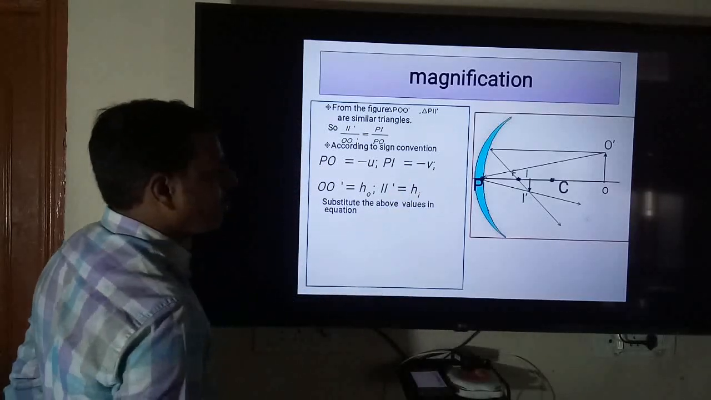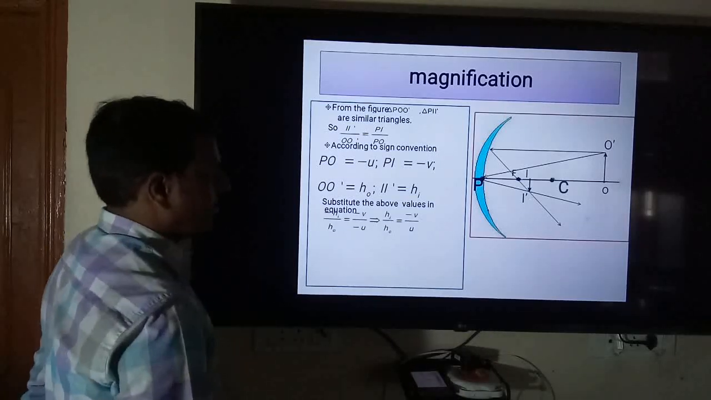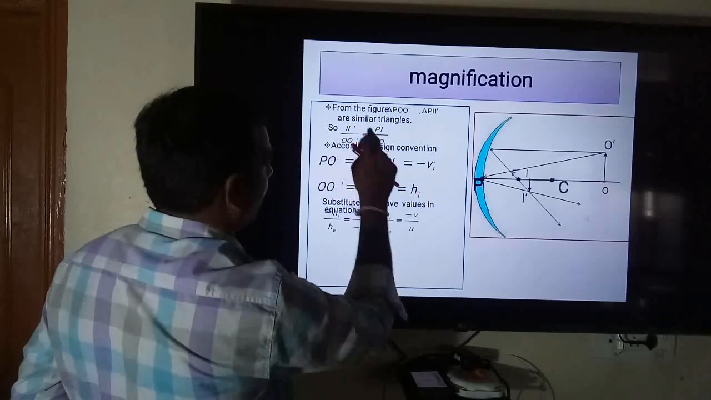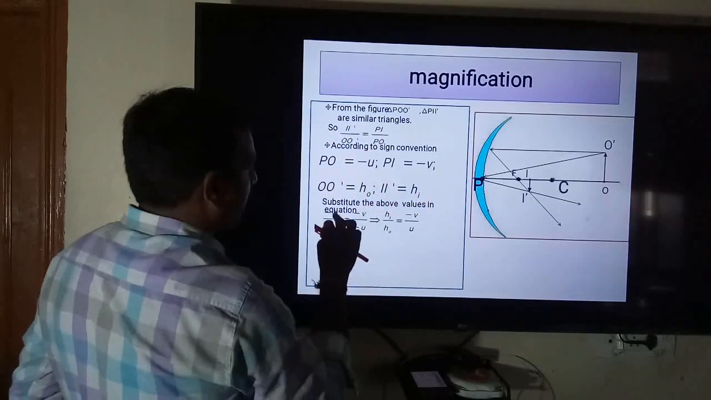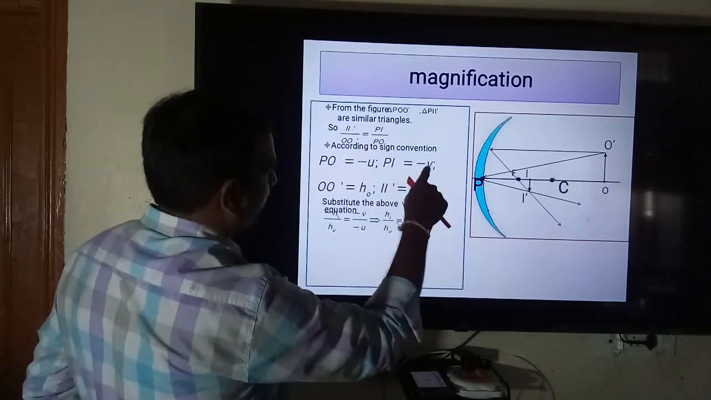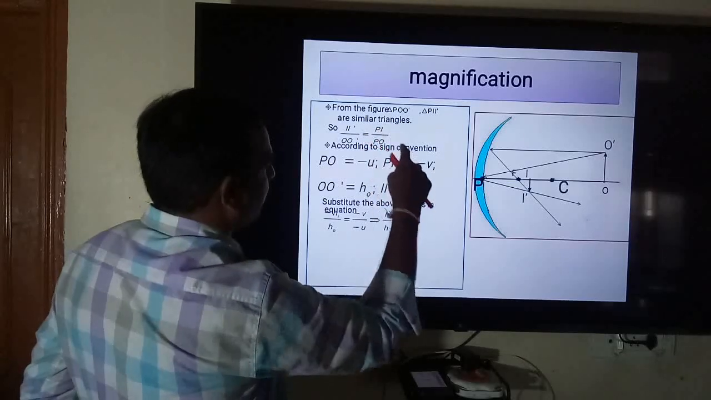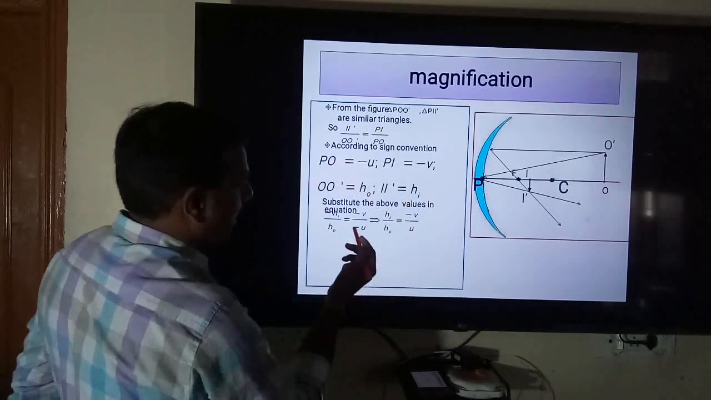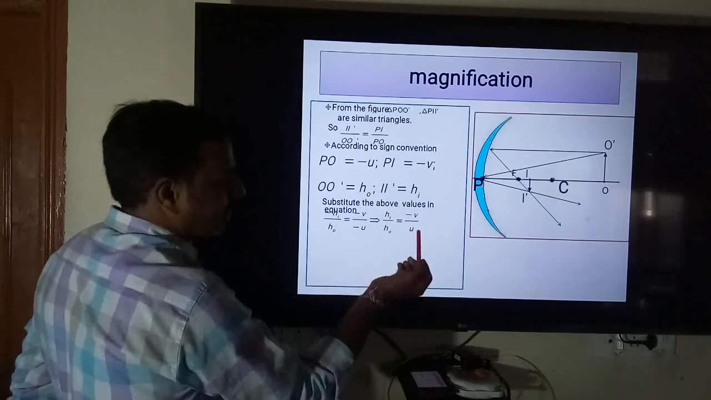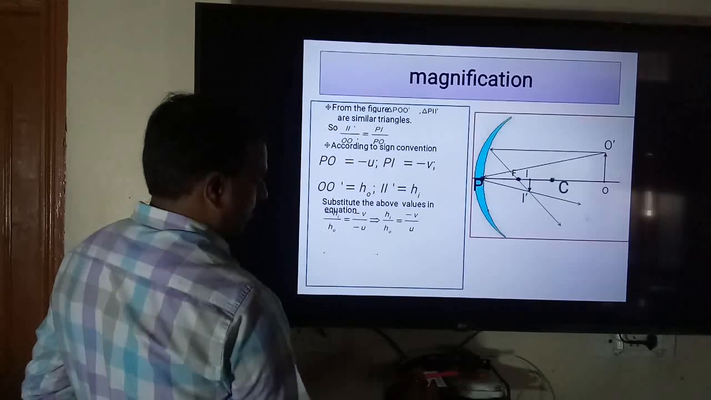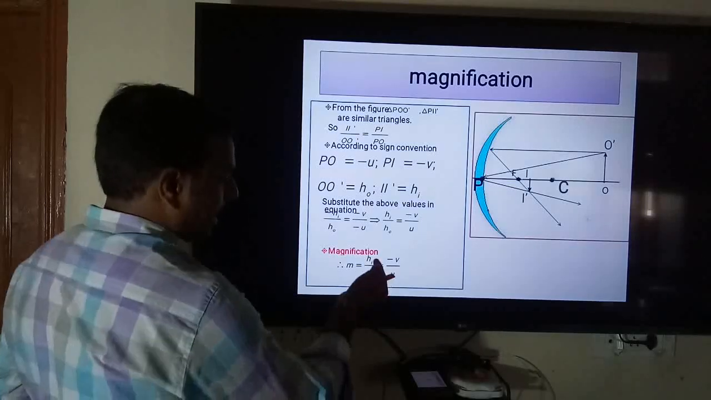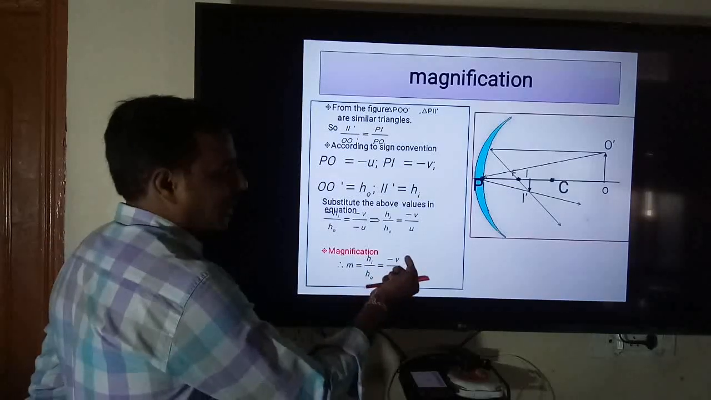Now substitute the above values in the equation. If we substitute the values, instead of I dash we get minus hi, so minus hi by ho equals minus v by minus u. Why? Because PI means minus v and PO means minus u. That implies we get hi by ho equals minus v by u. Then the magnification is m equals hi by ho, that equals minus v by u.